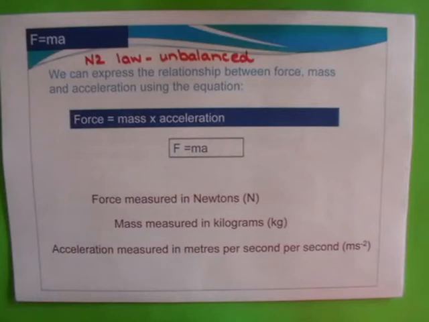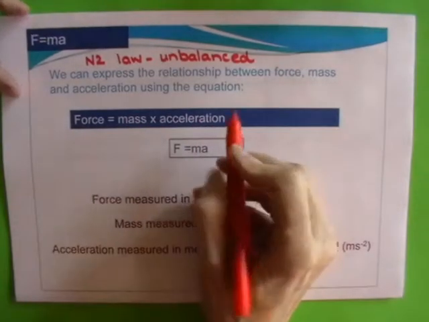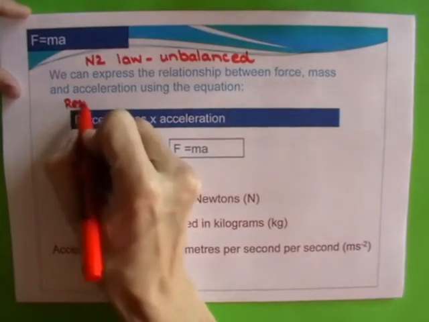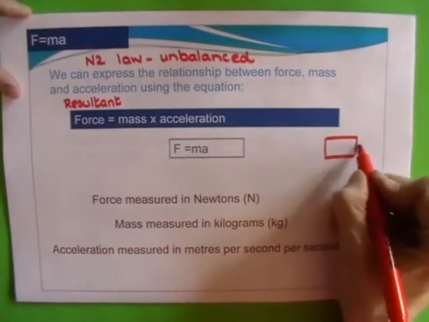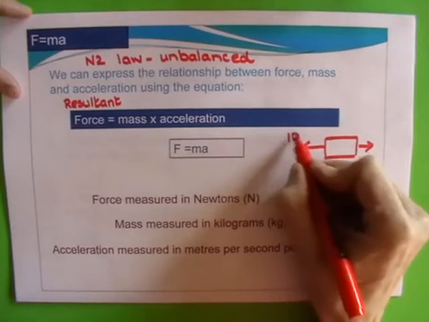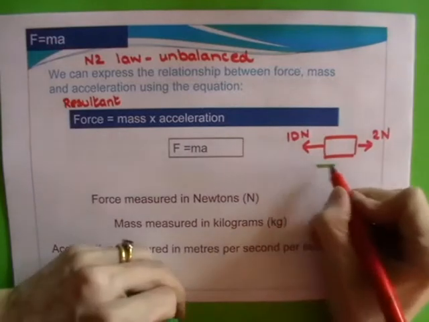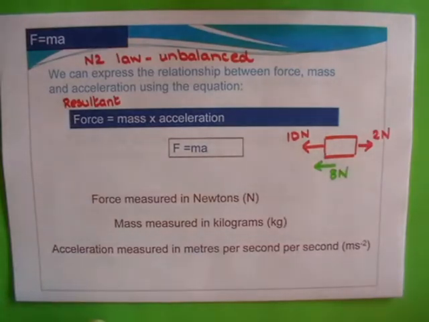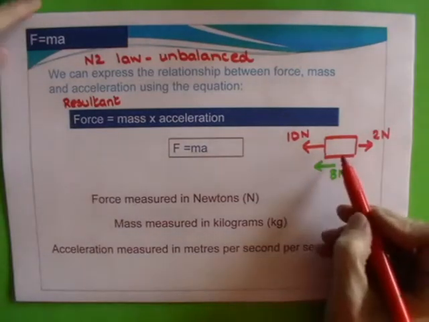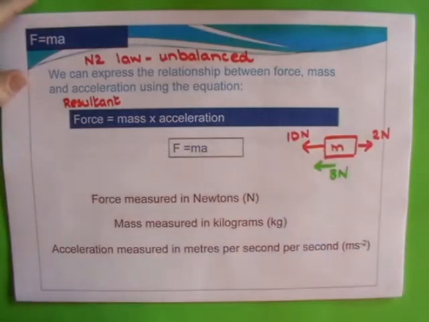So we express Newton's law as the relationship between force, mass and acceleration, and it's given by force equals mass multiplied by acceleration. But it's very important that you realise that that force is the resultant force. So if you have a mass which has two forces acting on it, and one of them is 10 newtons and the other is 2 newtons, then the overall resultant force is going to be 8 newtons. And the object will move in that direction with a resultant force of 8 newtons. How much it accelerates by will depend on the mass of the object and that resultant force.